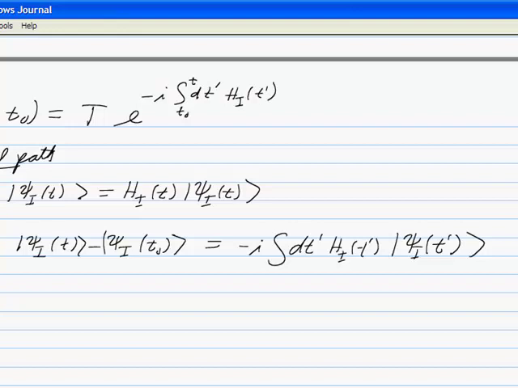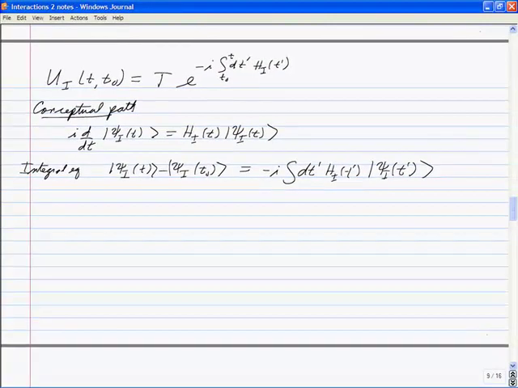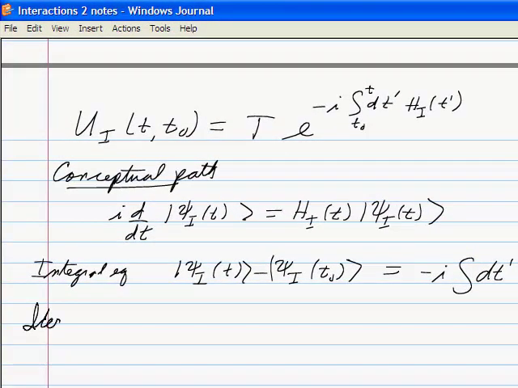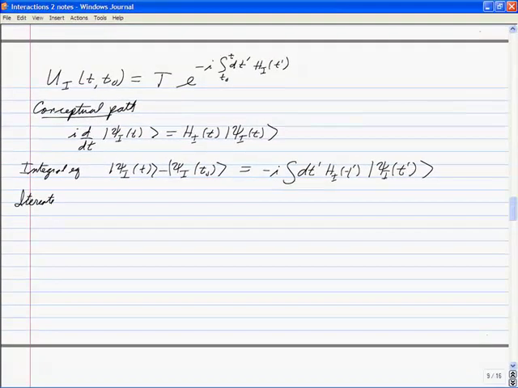So I just integrated both sides with respect to t prime. This side, of course, integrates to just the endpoints. This side integrates to this, which we don't know how to do, because this is the field that we're trying to solve for. You have to know it at all times to solve this equation. Okay, but then if you're doing perturbation theory, you might imagine iterating this. So you take psi I of t is psi I of t zero minus this thing. Okay, so in here I write psi I as psi I of t zero minus another integral.